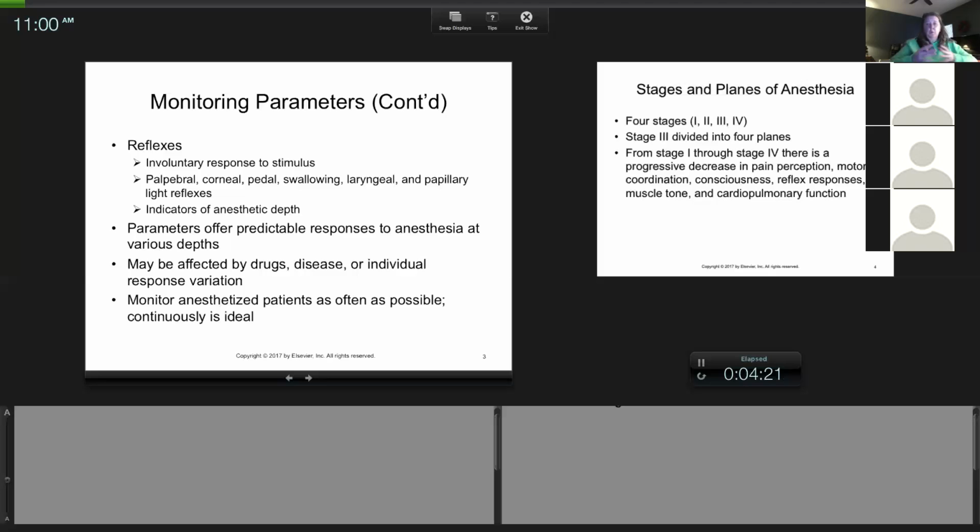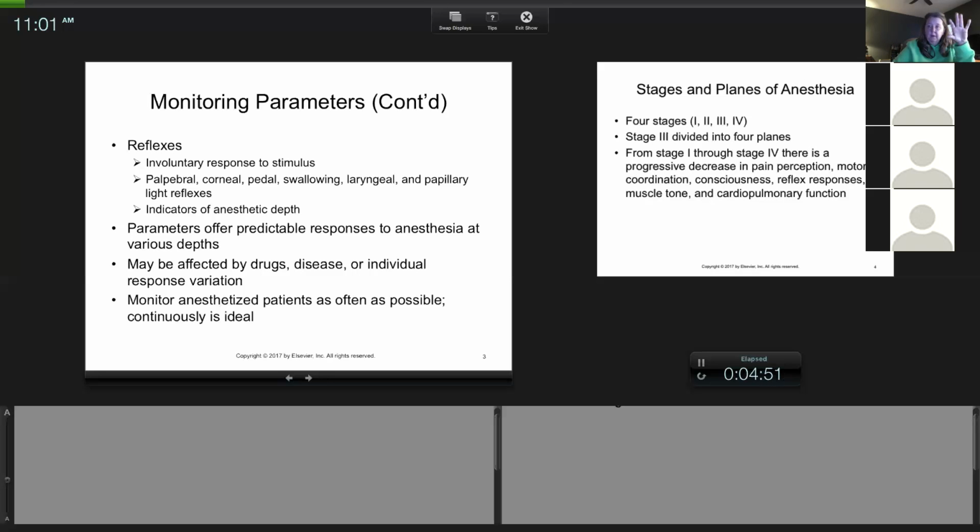So now swallowing and laryngeal reflexes, again, those are protective reflexes. To intubate an animal, to put a tube over the epiglottis into the trachea, an animal cannot be swallowing, because a protective reflex does not allow something to go into the trachea. So how do I know my animal's ready to be intubated? They lose their swallow reflex. They lose their laryngeal reflex, which allows the endotracheal tube.